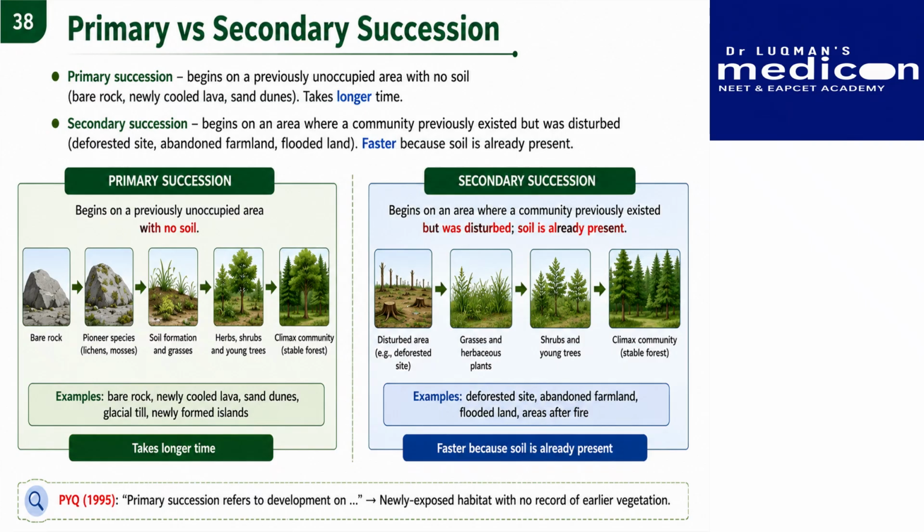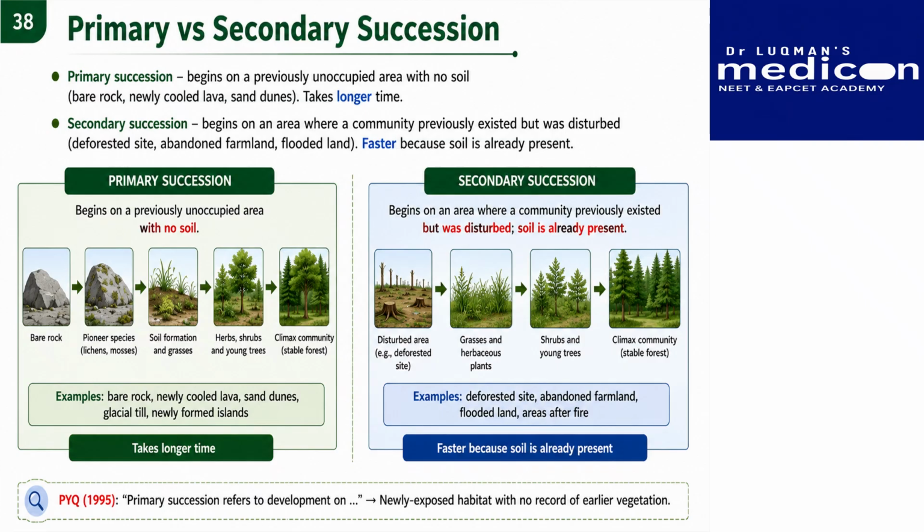You can see here, then it turns into grasses and herbaceous plants, then that turns into shrubs and young trees, and that turns into the climax community, that is a stable forest. Examples of the secondary succession here are deforested site, abandoned farmland, flooded land, areas after fire. So primary succession takes longer time, whereas the secondary succession takes faster because soil is already present.